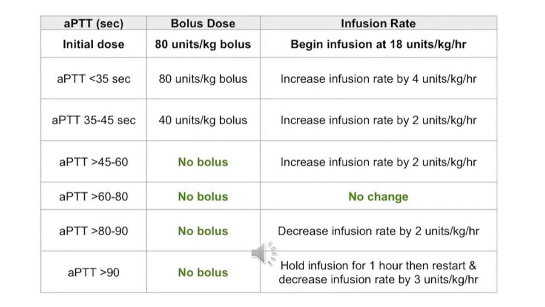If the PTT had been 50, let's say, that would mean that we don't give a bolus, but we still increase the infusion rate.